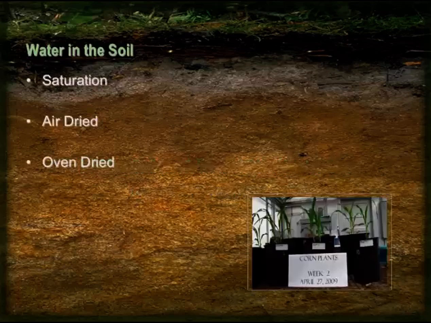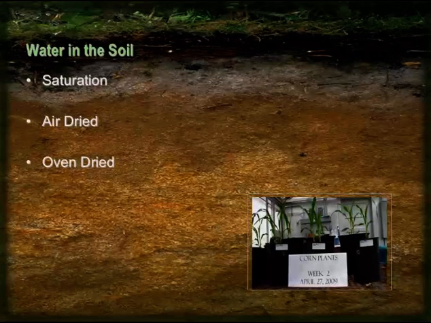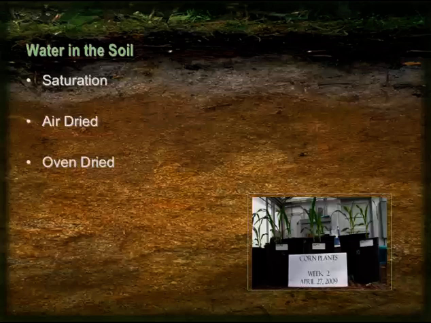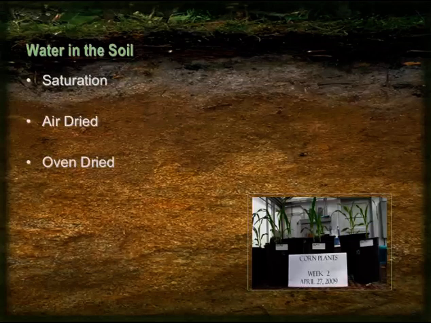Now in the soil we talk about water generally in three different, well, more than three, terms that we need to define here. Let's talk first about saturation. I think we all intuitively know what saturation is. If we have a soil that's saturated, that means that all of the space that is typically occupied with either water or air is all occupied with water. This is saturation.